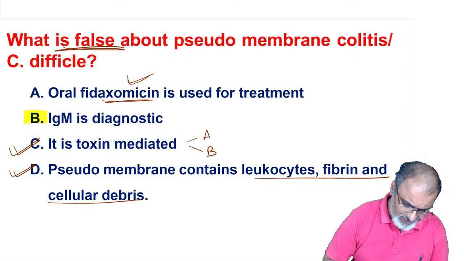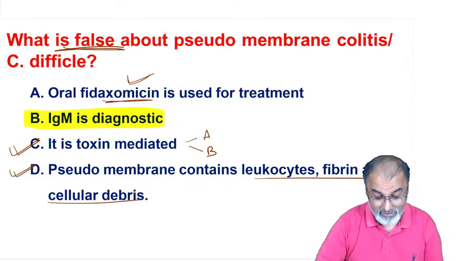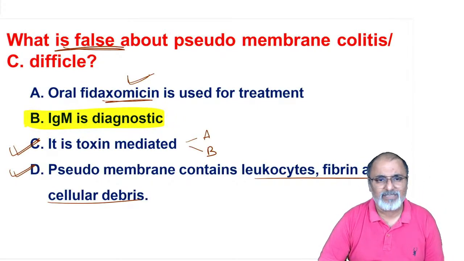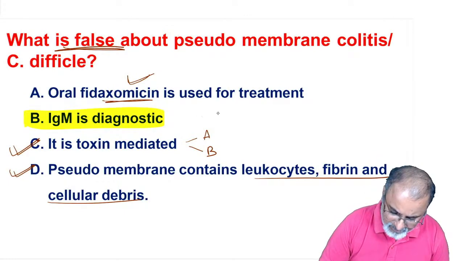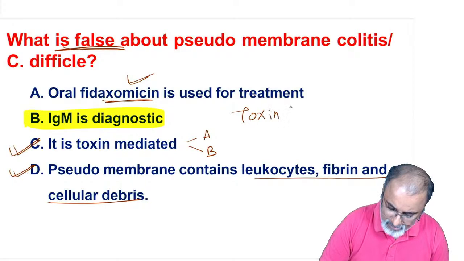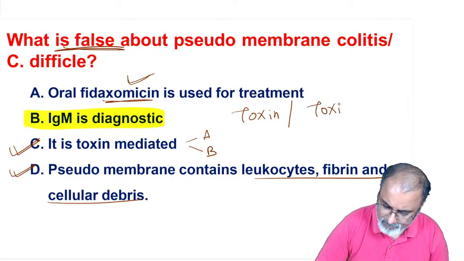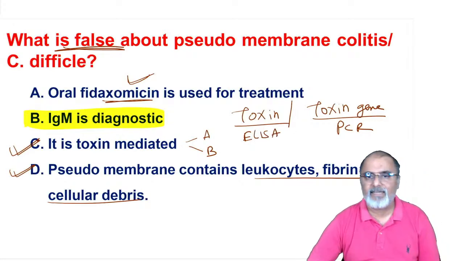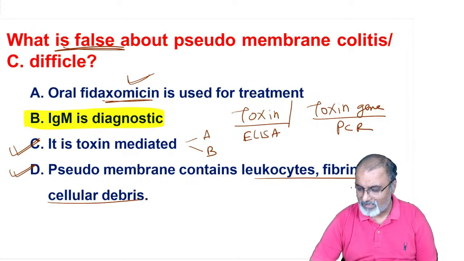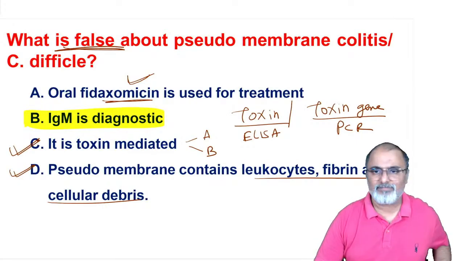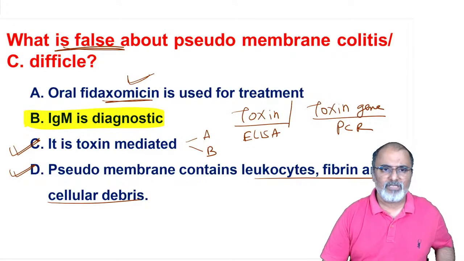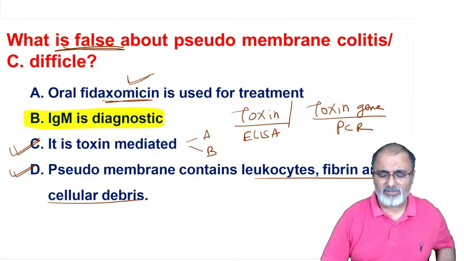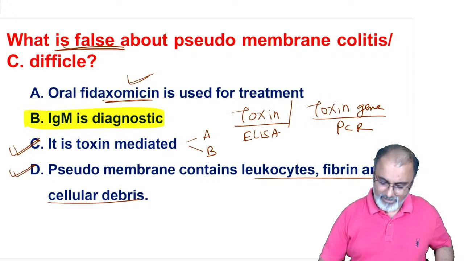IgM is not diagnostic. What IgM they mentioned? IgM against toxin, IgM against organism. Not specific. And best method to diagnose is demonstration of toxin by ELISA or demonstration of toxin gene by PCR, either one. These are the best methods to diagnose, not IgM. Culture also good. We have a medium called CCFA medium.